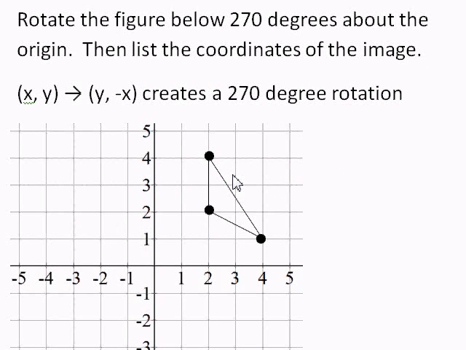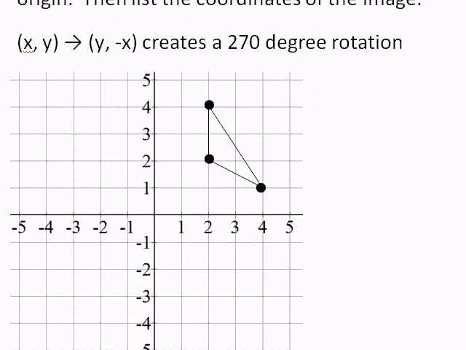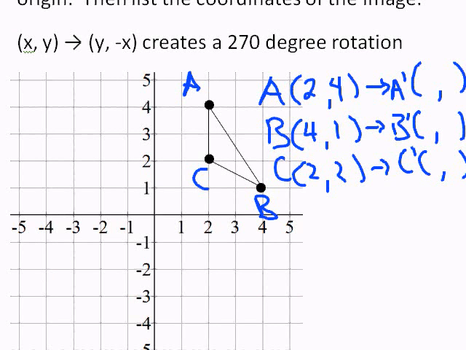So now we're going to take the exact same shape, and this time we're going to rotate it 270 degrees about the origin. Then we're going to list the coordinates of the image. Go ahead and work the example out, pressing pause, and when you're ready to see the answer, please press play. So if we look at the formula, we notice that the x and y values again switch places, but this time the x changes sign, going from positive x to negative x. Consequently, if it was a negative x, it would go to a positive x. So in other words, it just changes sign.